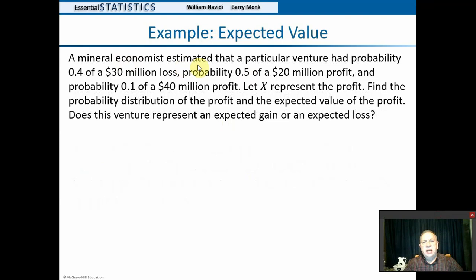So a mineral economist estimated that a particular venture had probability 0.4 of a $30 million loss, probability 0.5 of a $20 million profit, and probability 0.1 of a $40 million profit. Let x represent the profit, and then find the probability distribution of the profit and the expected value. So does this venture represent an expected gain or expected loss?